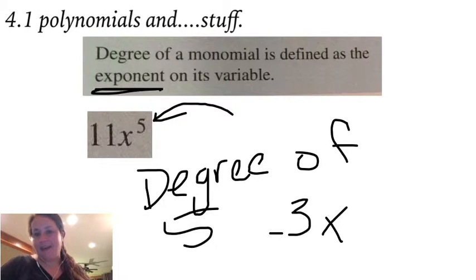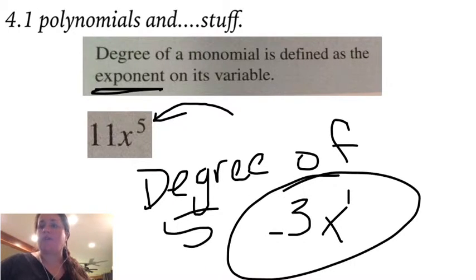Okay, so if I gave you another monomial like this, maybe negative 3x, I'm just going to leave it like that. And I asked you what the degree of this monomial is. Well, you have to look at the variable and look at the exponent that's with it. And in this case, the exponent would be 1. So this would have a degree of 1. Great, right?